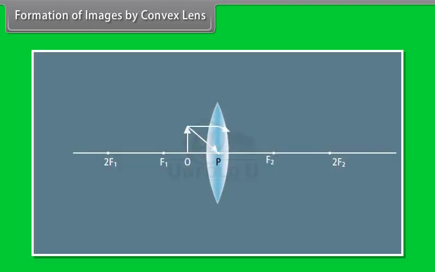When the object is placed between F and the optical center, then the image is formed on the same side. The nature of the image is virtual, erect and enlarged.